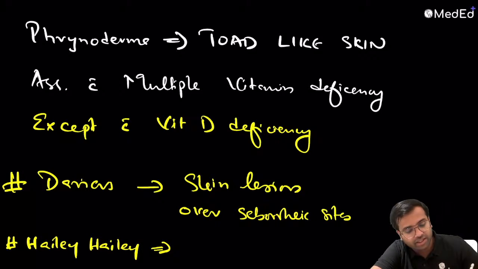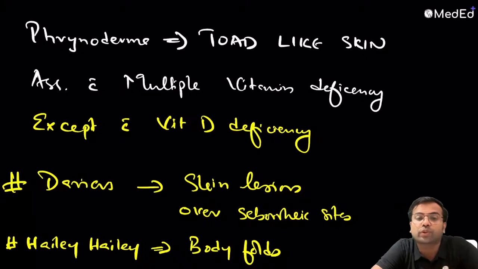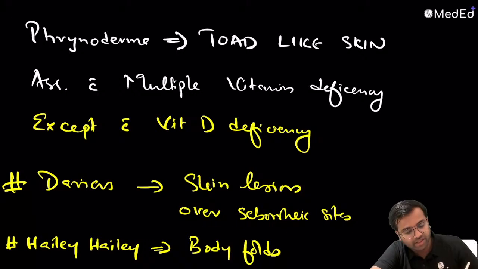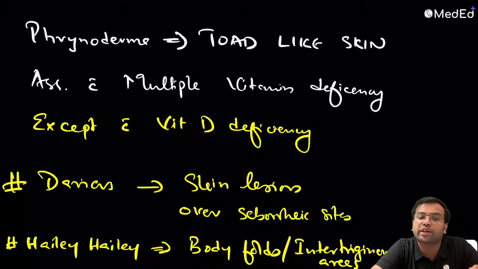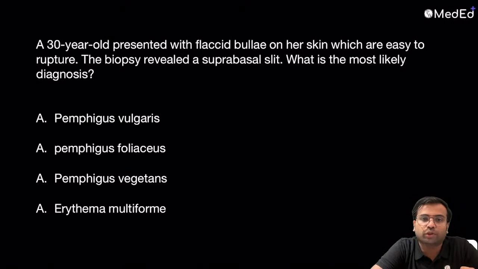Remember, the skin lesions are seen over the body folds when it comes to Hailey-Hailey disease. This is also mentioned as intertriginous areas. That is where you find a skin lesion or a bulla when it comes to Hailey-Hailey disease. Clear? Okay. So now let's move on to the next question.